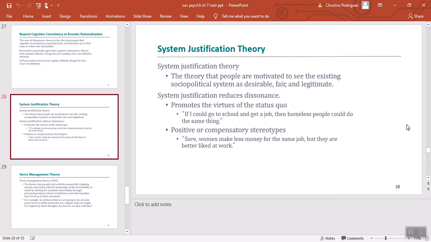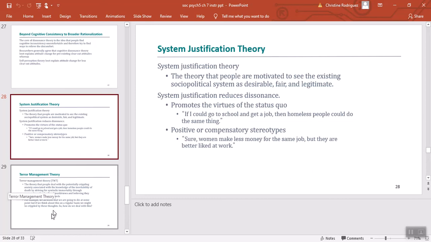So somebody who analyzes the world through that system justification, that is, the world is just, it's equitable, everybody has an equal opportunity, is much more likely to have attitudes that are negative toward people or groups who aren't like them.